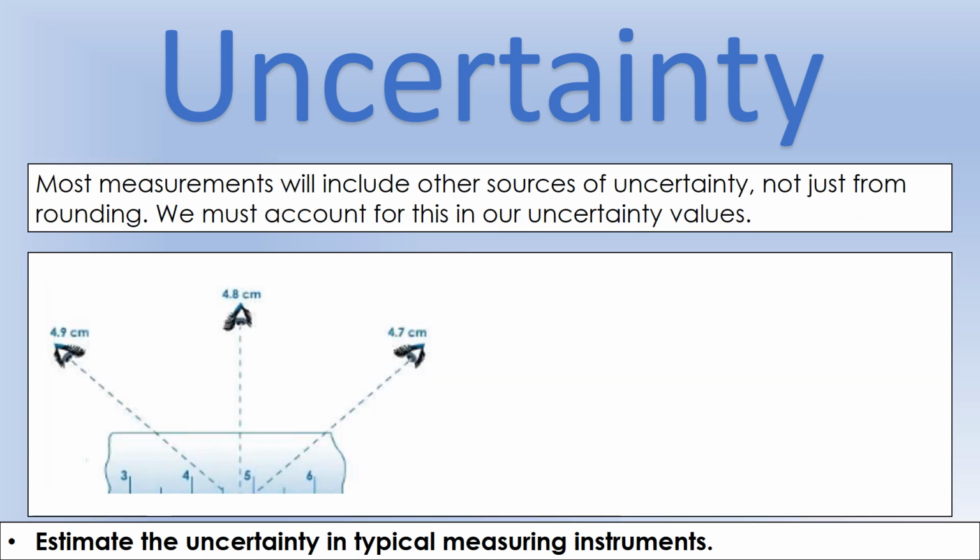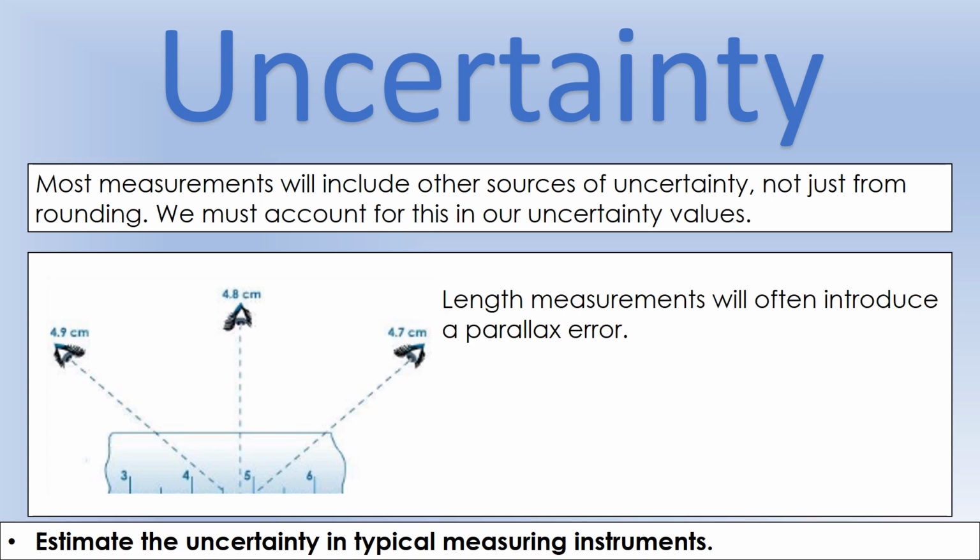We've talked about rounding uncertainty. Now, almost all measurements you will take will include other sources of uncertainty, not just from rounding. And we must account for that in our uncertainty values. So actually the uncertainties are all going to be bigger than we've said they are so far. When we're measuring length, using a thermometer, a ruler, a measuring cylinder, even to a certain extent a protractor, we're going to introduce a parallax error or a line of sight error. So we have to account for this in our uncertainty.